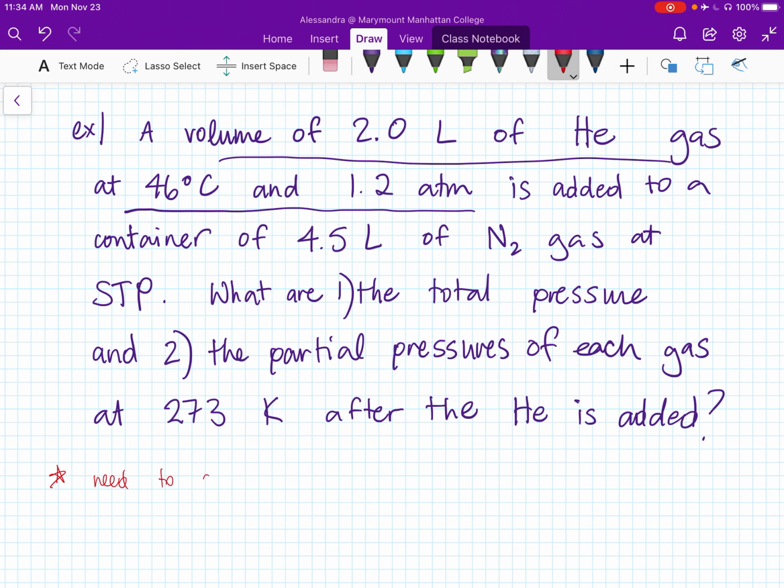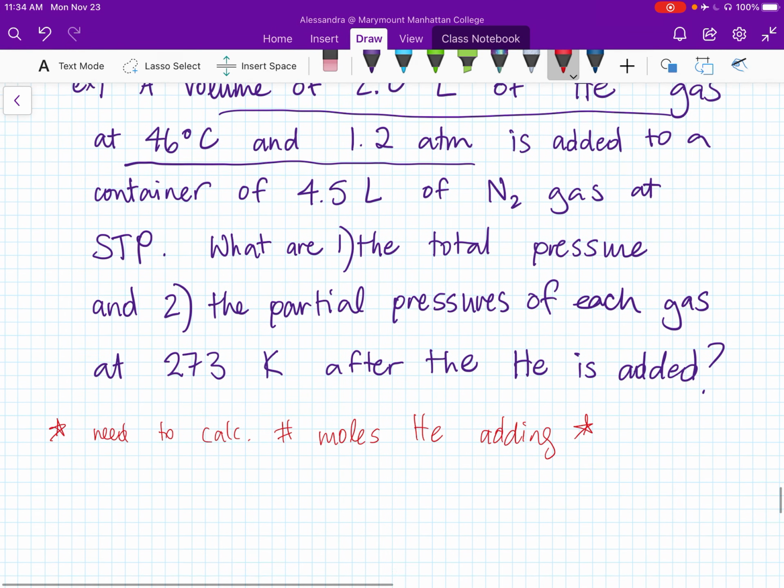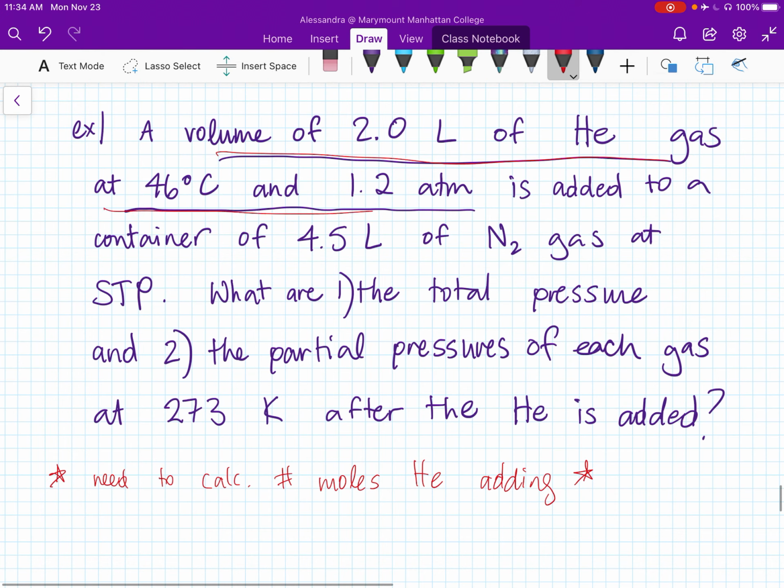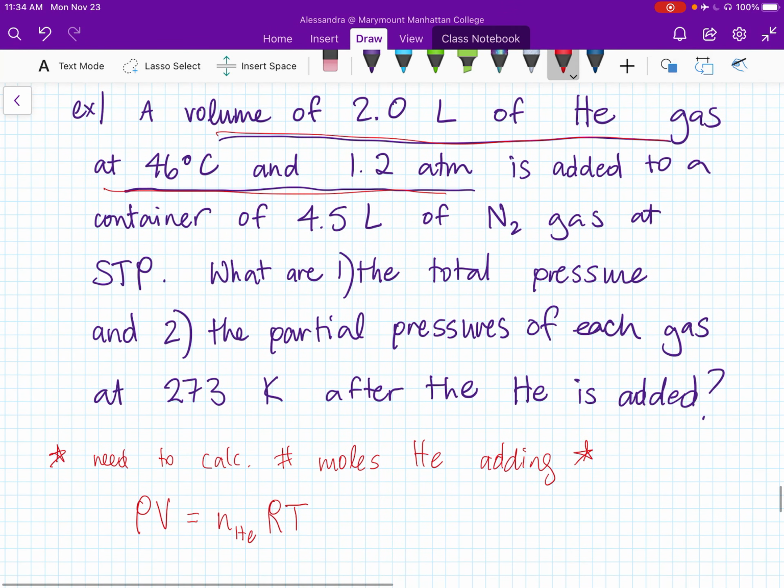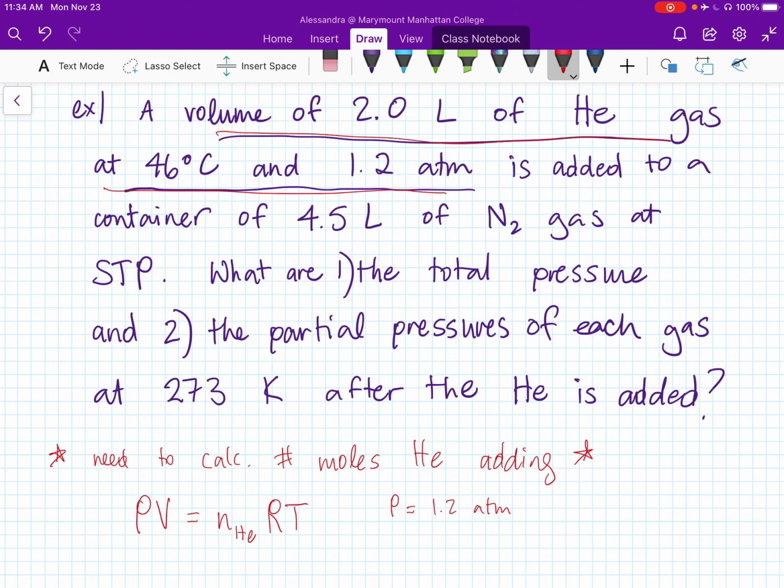We need to calculate the number of moles of helium that we are injecting into nitrogen's container. So I can do that using the information that was given about the helium. So remember, the ideal gas law is PV equals nRT. And if I want to figure out the number of moles of helium, I'm just going to put the n sub He. Now, for the helium gas, they told me initially I had the pressure of 1.2 atmospheres. I had a temperature of 46 degrees Celsius. But remember that you need to convert that to Kelvin.